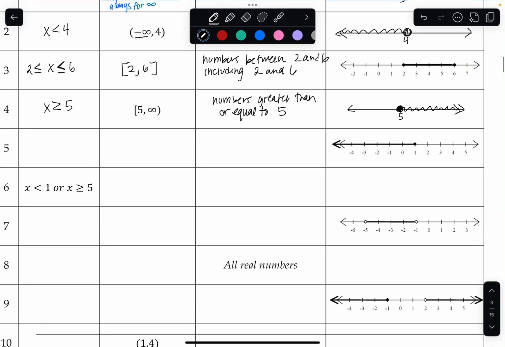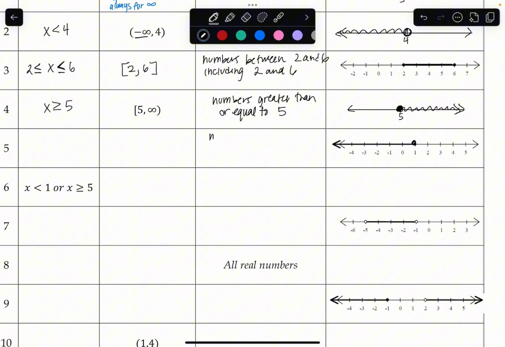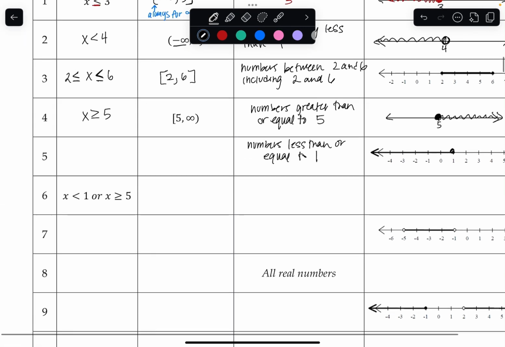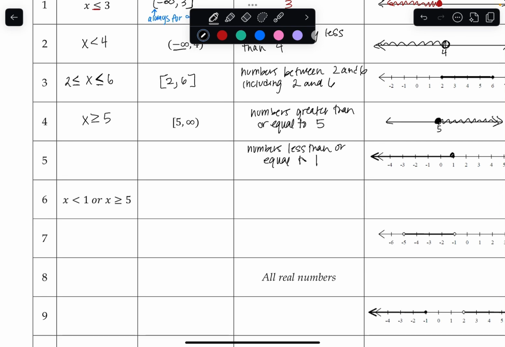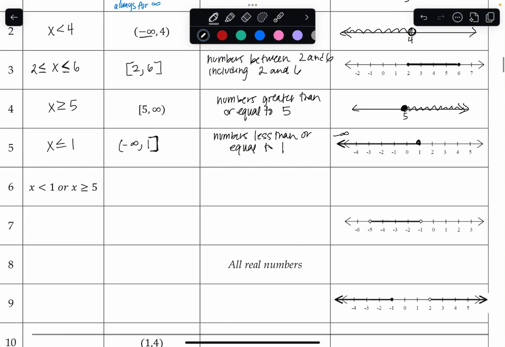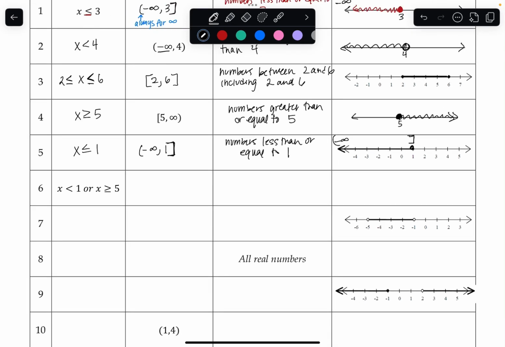Okay, here we have numbers less than or equal to 1. And so in inequality notation, x less than or equal to 1. And then in interval notation, it's going to negative infinity for our left endpoint and stopping at positive 1 for our right endpoint. And we have a bracket because it is a closed inequality or a closed circle.